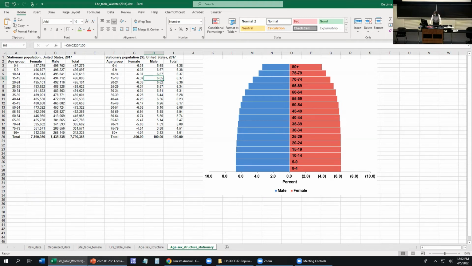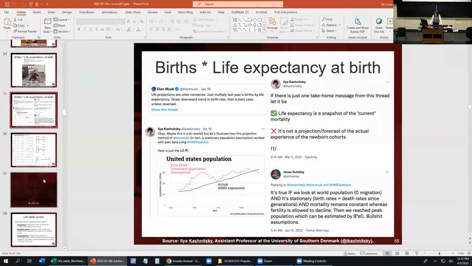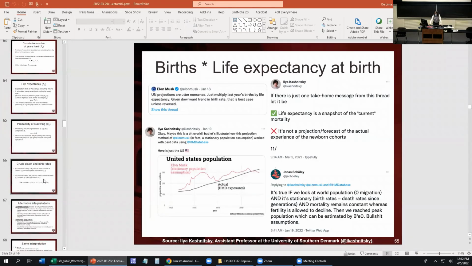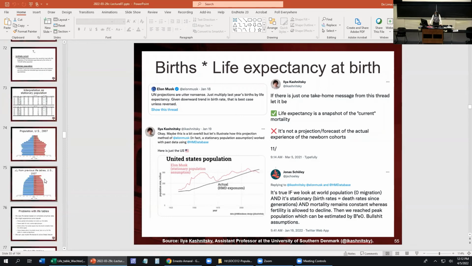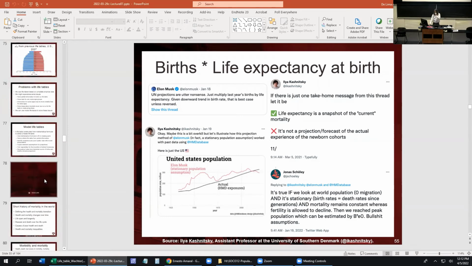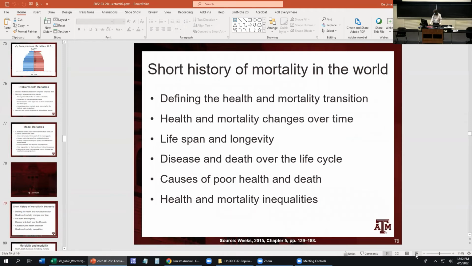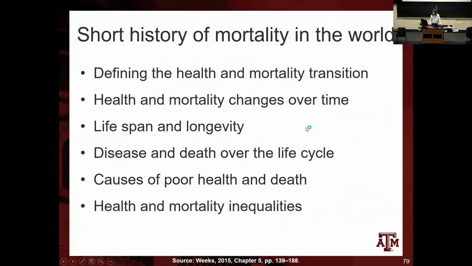Cool, any questions? So this was the more technical portion of this chapter. And now we go into a discussion more about the trends and levels of mortality in the world and in the US.